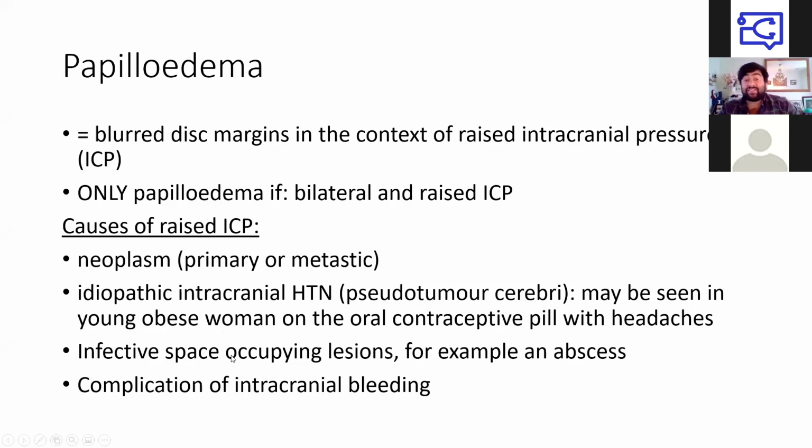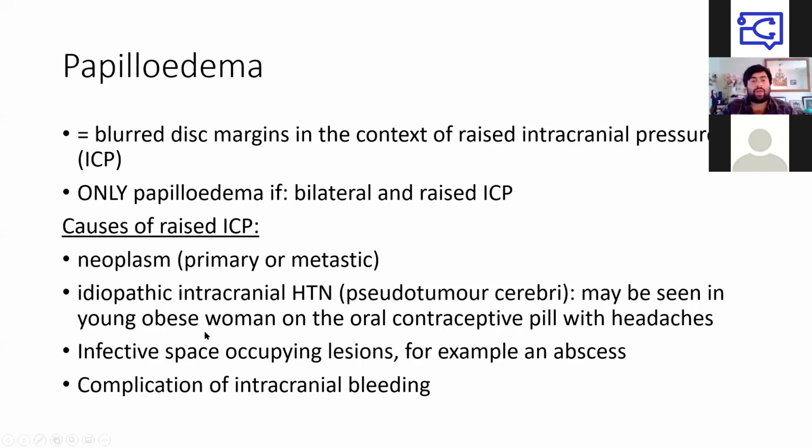And then infective space-occupying lesions. So when you're learning about, for example, HIV medicine, you might come across patients with multiple ring-enhancing lesions because of toxoplasmosis, or, for example, a patient with a cerebral abscess from endogenous infection. And then as a complication of intracranial bleeding. So this is something that I discussed in a neurology lecture, but one of the consequences of, for example, MCA, middle cerebral artery infarctions, is something called the dense MCA syndrome, in which you can have subsequent intracranial swelling, and then obviously you're going to get raised intracranial pressure.